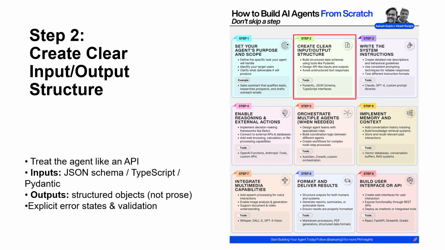Agents aren't chatbots, they are functions. Define strict contracts: what fields come in, what object comes out, and what errors can occur. Use JSON schema, Pydantic, or TS interfaces with validators. If you can't write the schema, you're not ready. Clear contracts make testing, chaining, and debugging possible and stop prompt drift.